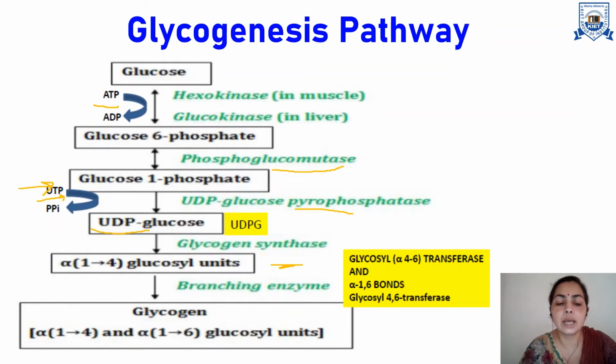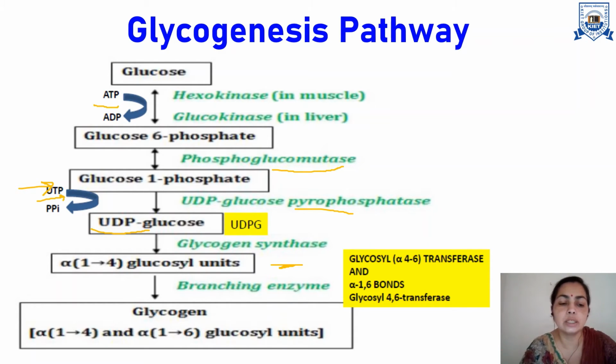It is also called glucosyl alpha 1,4 transferase enzyme. Sorry, glucosyl 4,6 transferase enzyme. Now this enzyme will transfer a small fragment of approximately 4 to 8 glucose residues from the non-reducing end of the glycogen chain, and link it to another glucose residue by an alpha 1,6 bond. This will lead to the formation of a new non-reducing end besides the existing one, and glycogen will be further elongated.